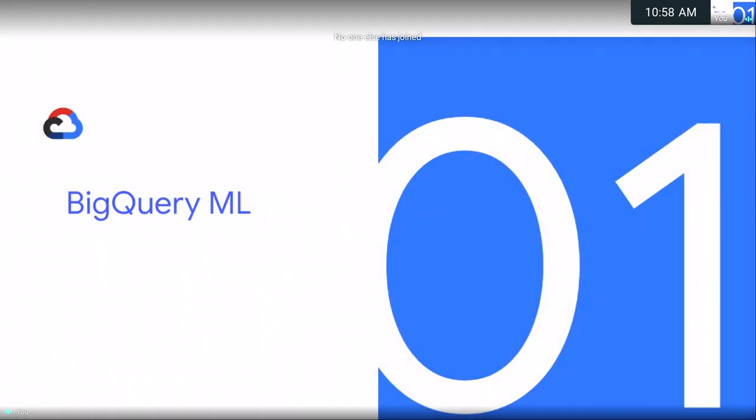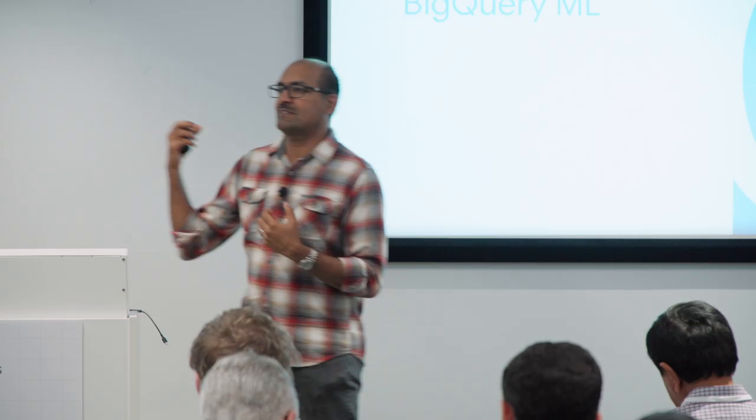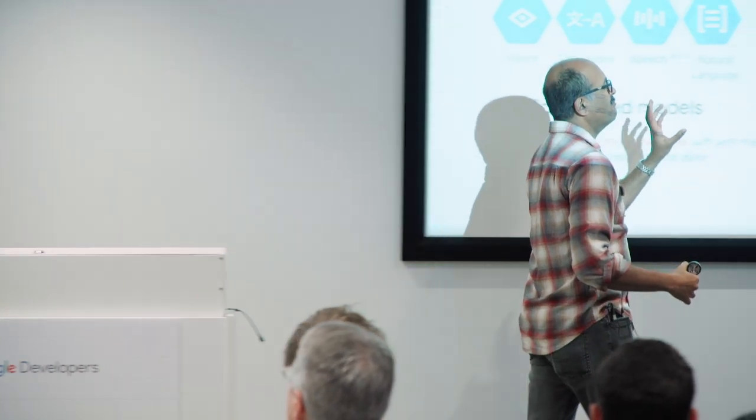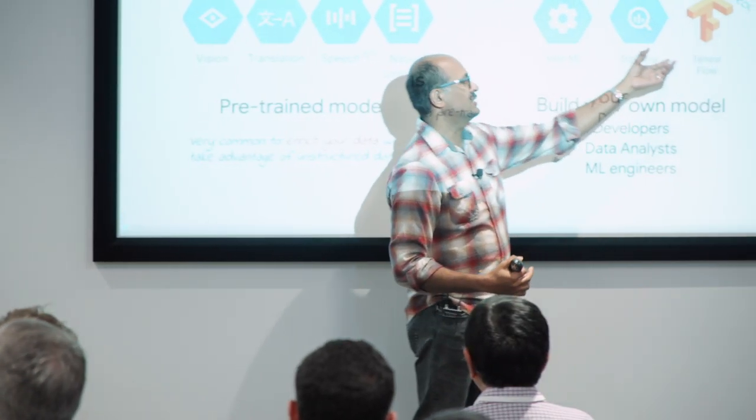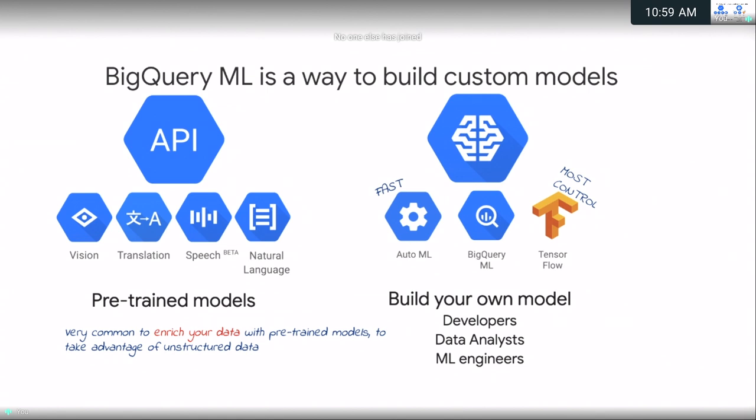So the first way that I'm going to do it is to use BigQuery ML. BigQuery is the data warehouse in Google Cloud. And the idea is that you can build a machine learning model directly in BigQuery using SQL. You have many ways to do machine learning models at Google. You can use AutoML, you can use BigQuery ML, you can write your own code with TensorFlow, and I'll show you both BigQuery ML and TensorFlow.